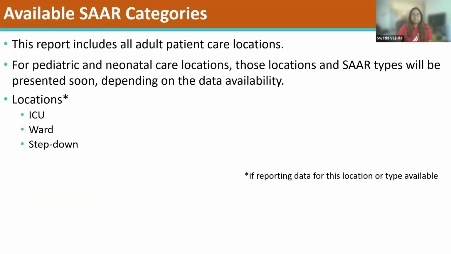Now we're going to discuss the 2017 rebaseline from the CDC. This report includes all adult patient care locations. For the pediatric and neonatal care locations, those locations and SAR types will be available soon, depending on data availability. For oncology and other pediatric locations, we do not have sufficient data to include in the report. So in this report we only have the adult patient care locations. The eligible patient care locations are the ICU, ward, and step down.